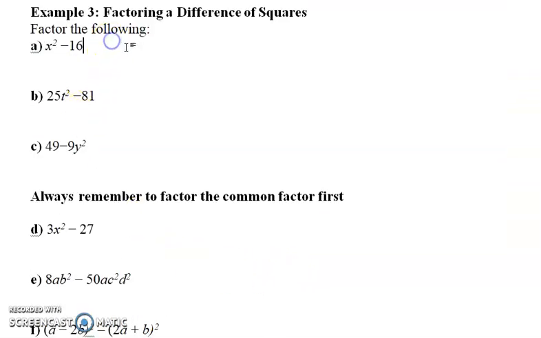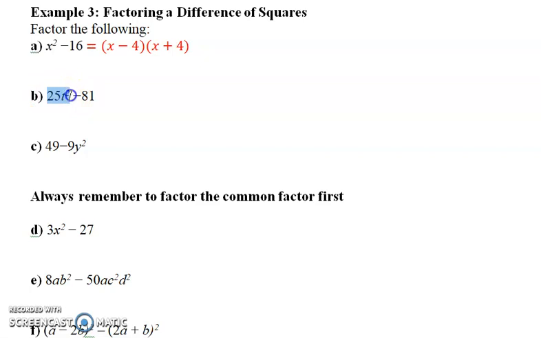Let's look at example 3. This is going to be equal to x minus 4, x plus 4, right? So take the square root of x squared, get x, take the square root of 16, get 4, and one's plus, one's minus. Simple as that. Okay? Let's look at the next one.